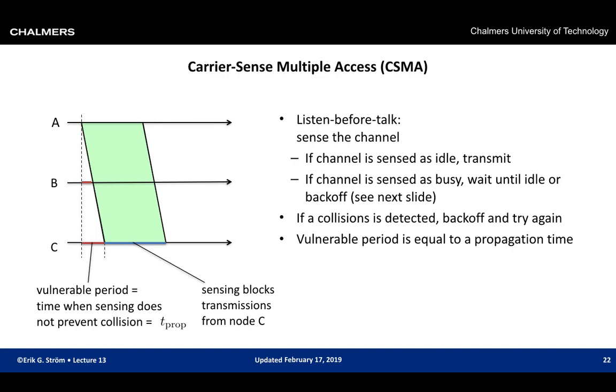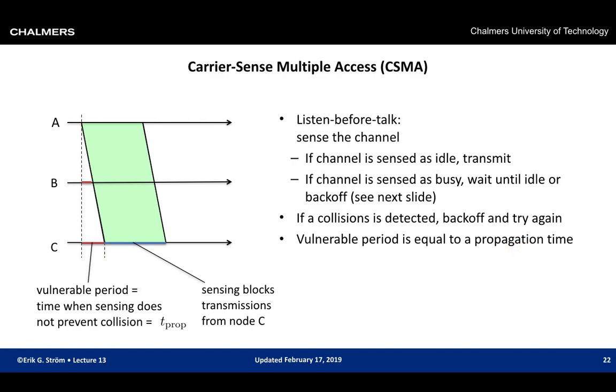So essentially, when A transmits a frame, it reaches B and C after a certain time. And if you always listen before you talk, you sense the channel. If it's idle, you transmit. If it's busy, you wait until it's idle or you back off. There are different strategies here, but at least you don't transmit. If a collision is detected, we can back off and try again. And this is when you don't get an acknowledgement, essentially. And then the vulnerable period for such a protocol is equal to the propagation time.